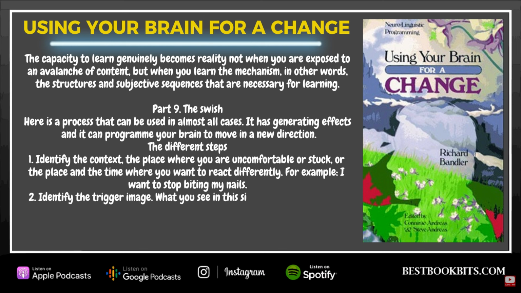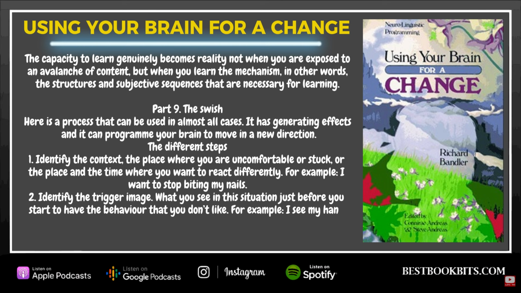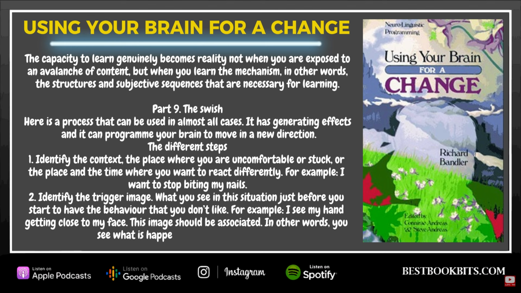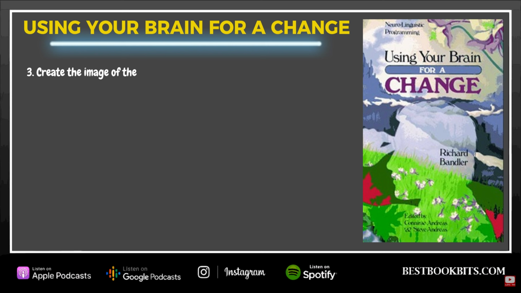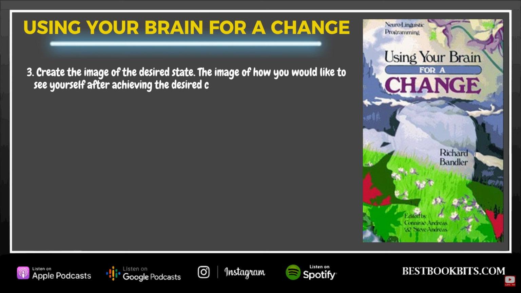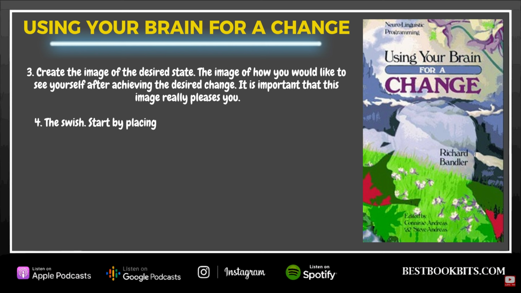Number 2, identify the trigger image, what you see in this situation just before you start to have the behavior that you don't like. For example, I see my hand getting close to my face. This image should be associated. In other words, you see what is happening with your own eyes. Number 3, create the image of the desired state, the image of how you would like to see yourself after achieving the desired change. It's important that the image really pleases you. Number 4, the swish.